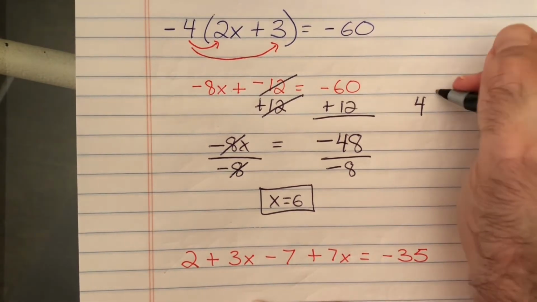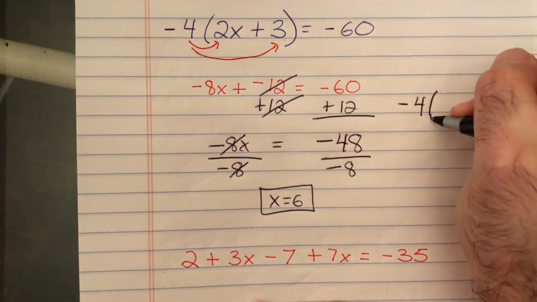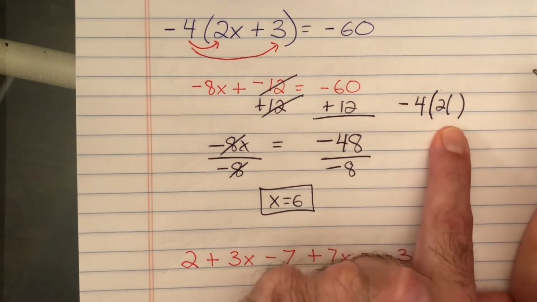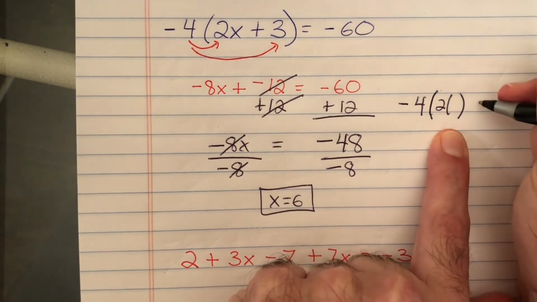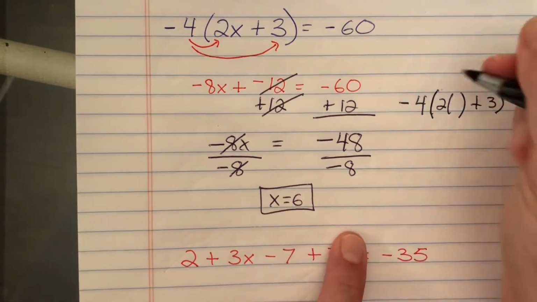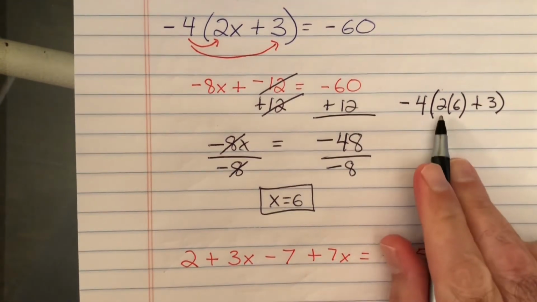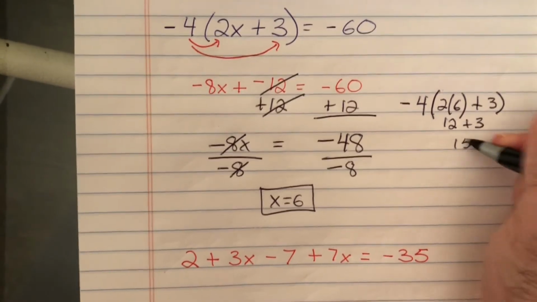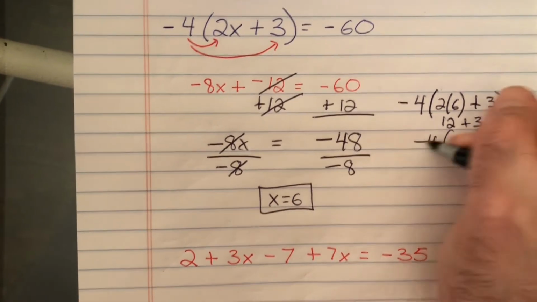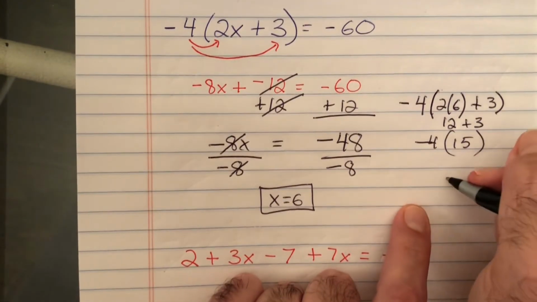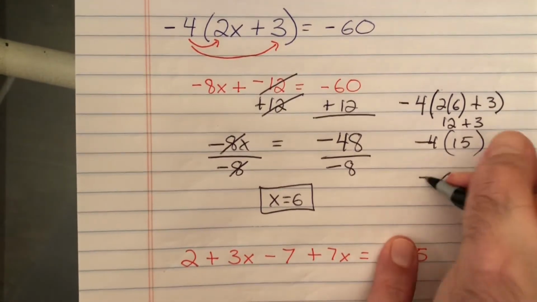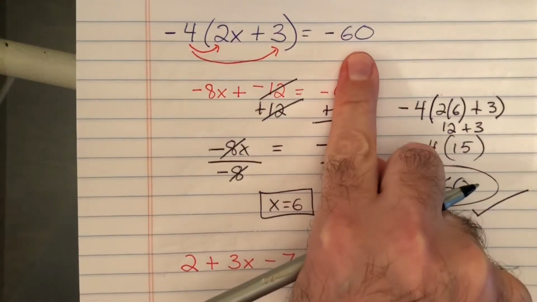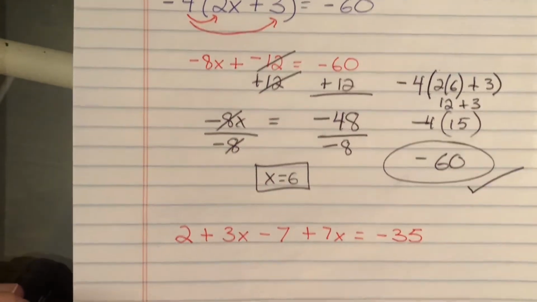Negative 4, excuse me. Open parentheses, 2 times the variable plus 3, close parentheses. We said x equals 6, so let's check it out. 2 times 6 is 12. 12 plus 3 is 15. 15 times 4 is 60. And a negative times a positive is a negative. So it comes out to negative 60. It's supposed to be negative 60. So you know that is correct.